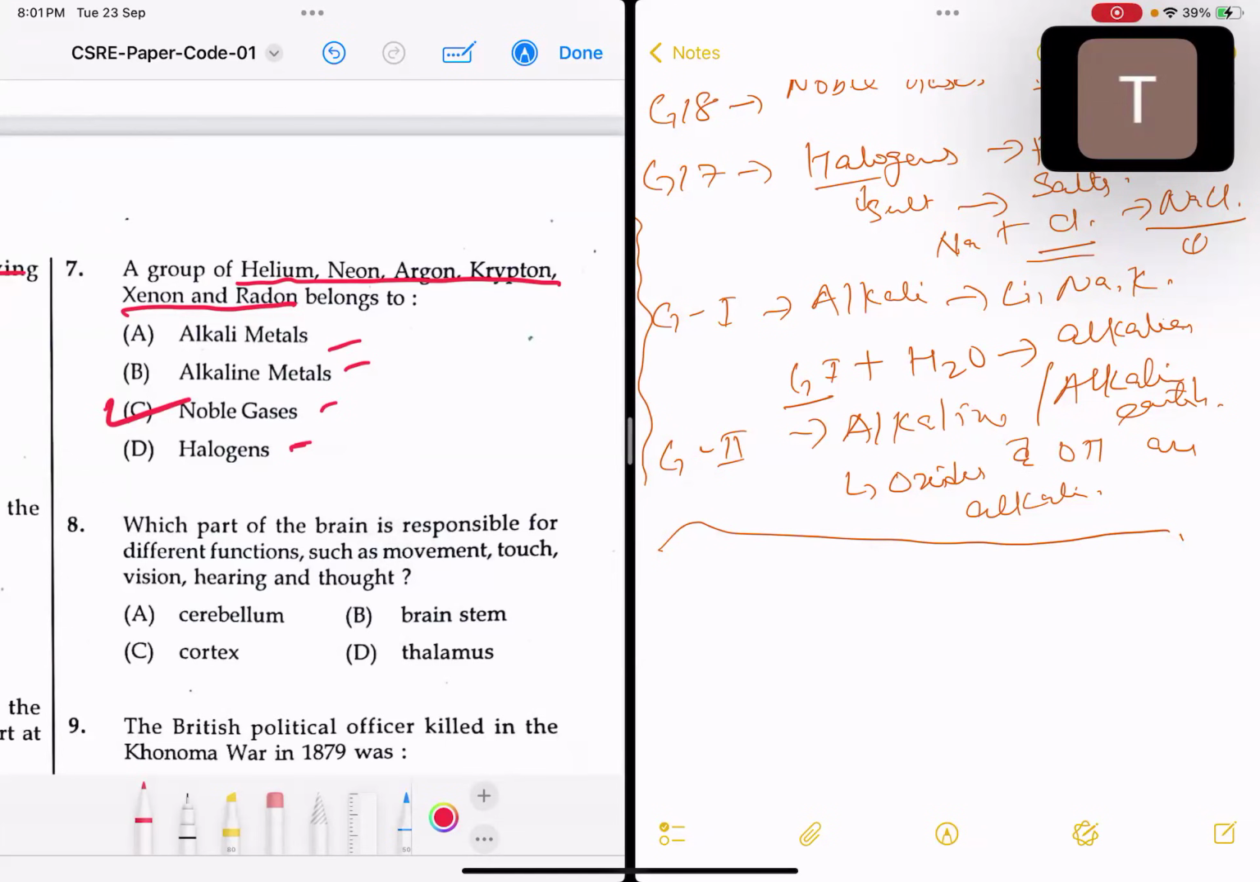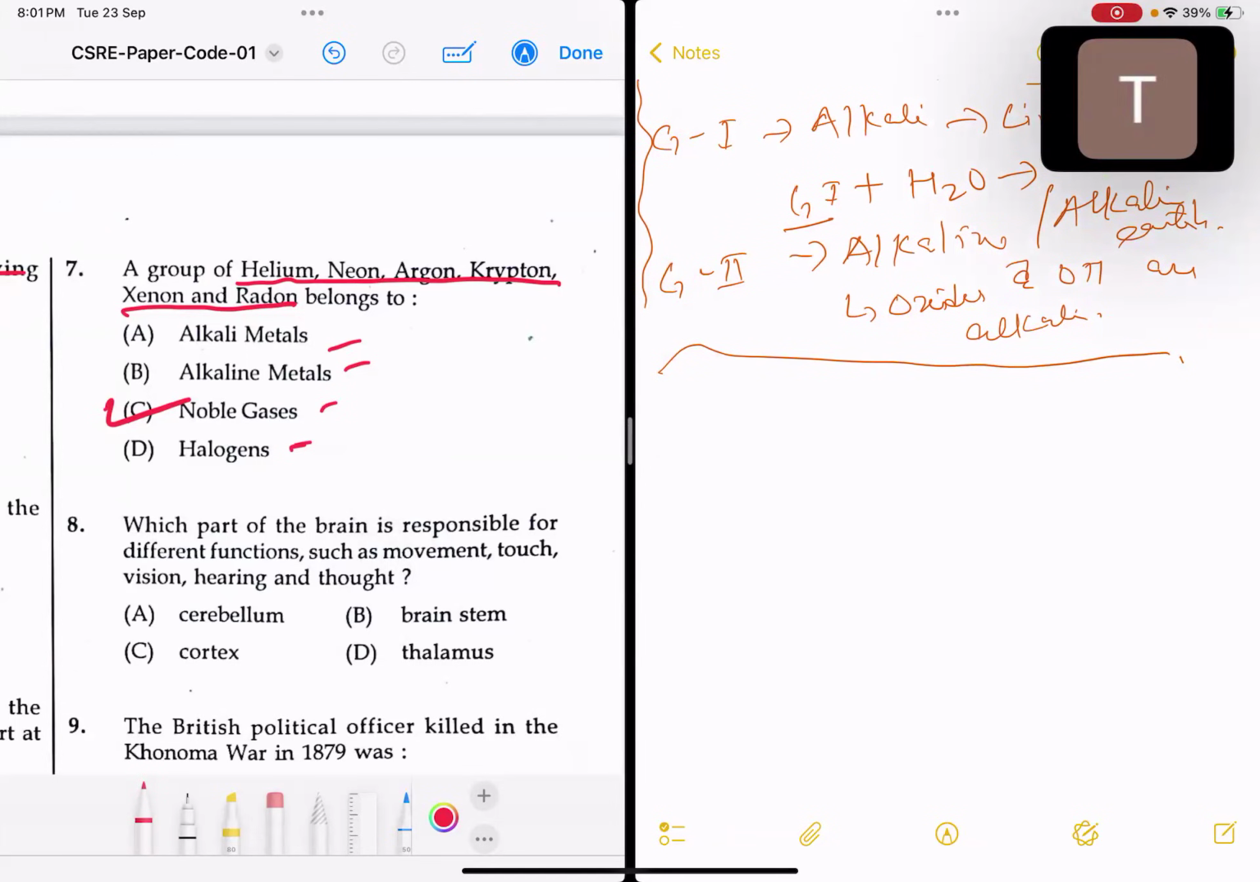Now let's come to the next question. Which part of the brain is responsible for different functions such as movement, touch, vision, hearing, and thought? As we are all aware, the brain is divided into different parts, right? We find the cerebrum, the cerebellum, the brainstem, the thalamus, the cortex, right? So these are the different parts of the brain. Apart from this, there are smaller components also. When it deals with functions like movement, touch, vision, and hearing, this is performed by the cerebrum, okay?